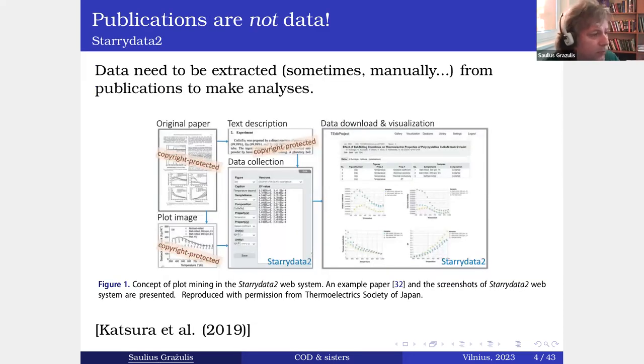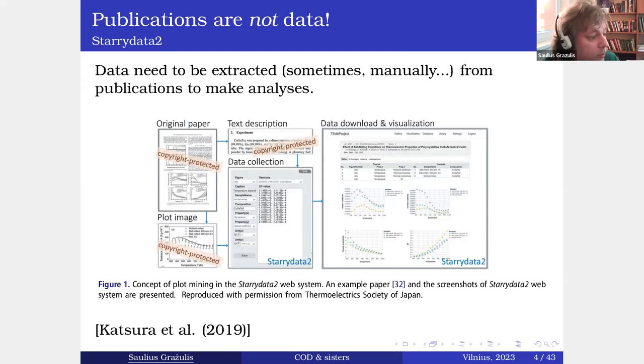And of course, in the 21st century, we have a lot more possibilities using digital computers to draw inferences from data. But in many cases, data are published together with papers, and most results actually are published as human readable texts, and they are not quite ready for computer applications, for high throughput processing. So different approaches can be used.